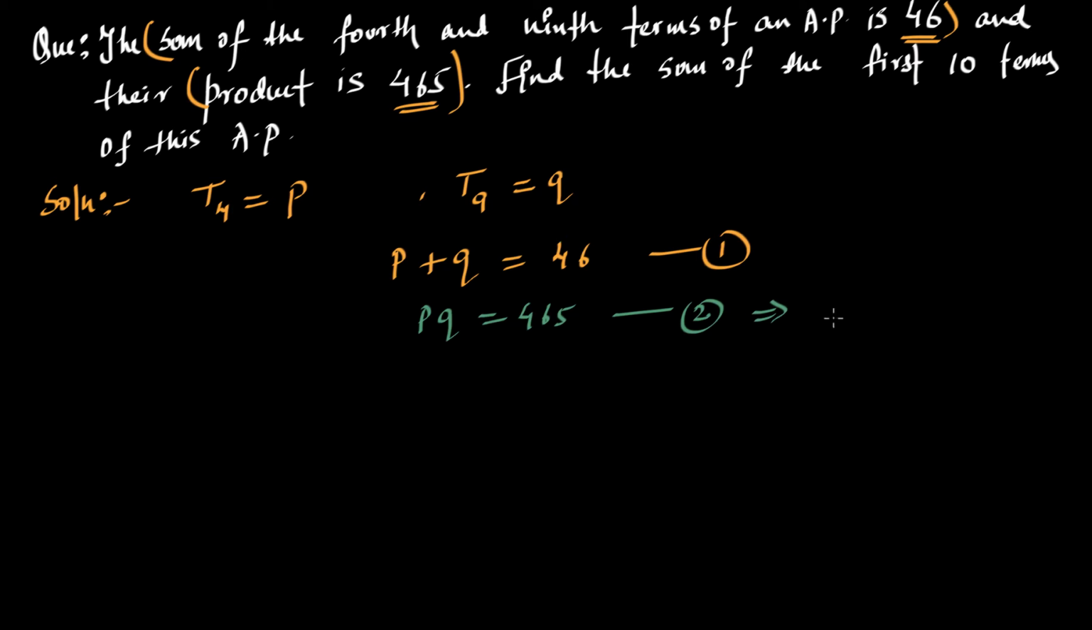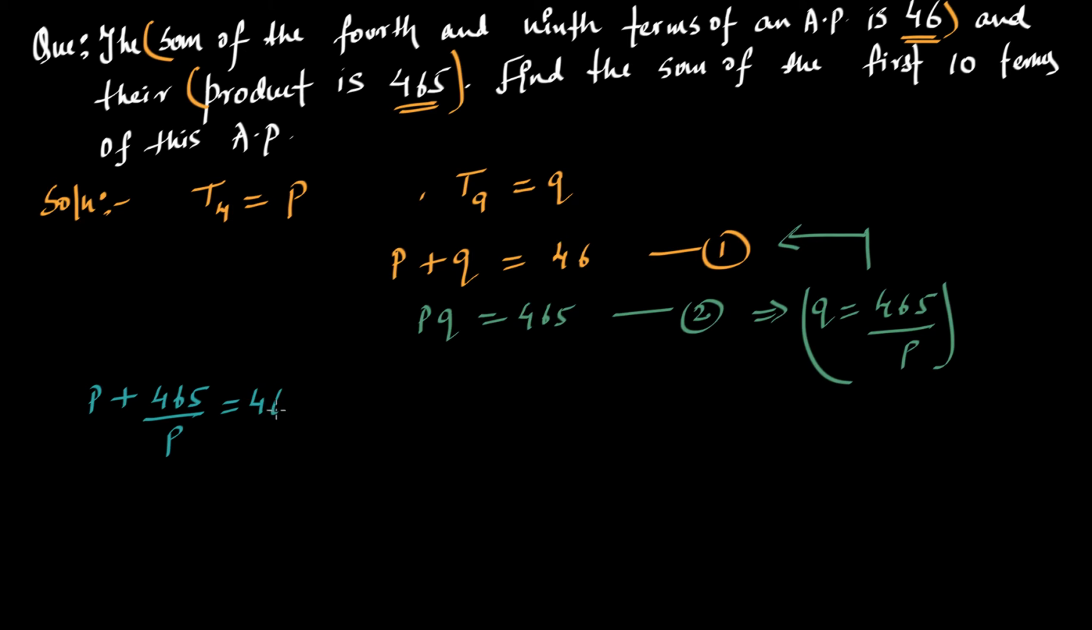From the second equation, I can say that Q is equal to 465 divided by P. This value of Q I will substitute in the first equation. So now I have P plus 465 divided by P is equal to 46. Now let us multiply and solve it. This becomes P square plus 465 is equal to 46P, which gives us our quadratic equation P square minus 46P plus 465 is equal to 0.